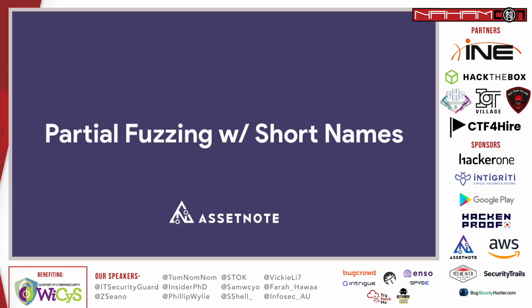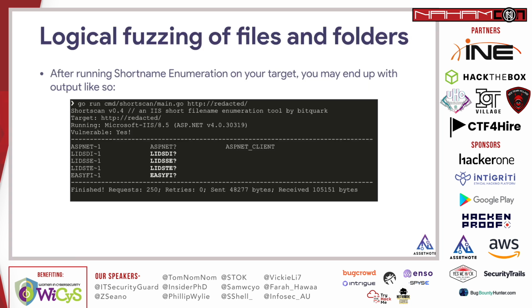Another thing that I want to go through is partial fuzzing with short names. If you've ever watched any of my videos on IIS short name scanner, this might be relevant to you. You might want to run short name enumeration on any IIS target you come across, and you might see something like this. In this example, you can see that we've got a couple of folders that have been detected, but not the full folder name, just a partial folder name, as IIS short name scanner does. You can see that these folders are named lids DI, lids SE, lids TE, and then easy FI.